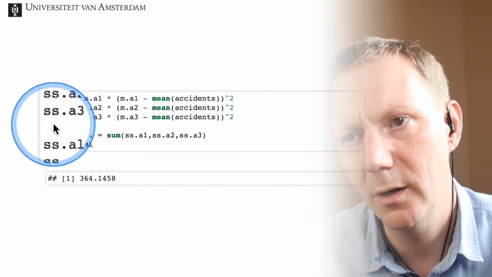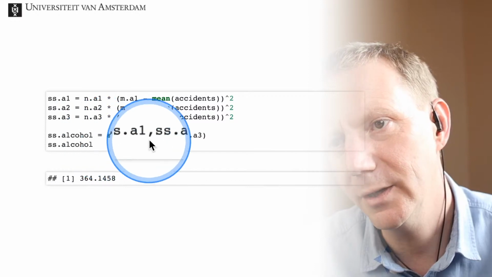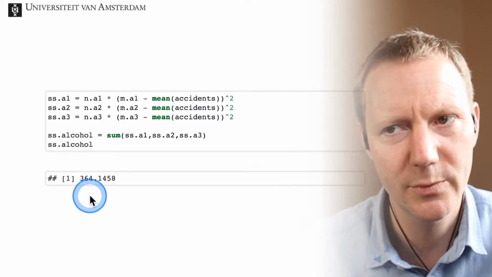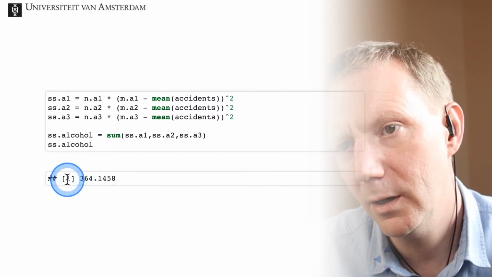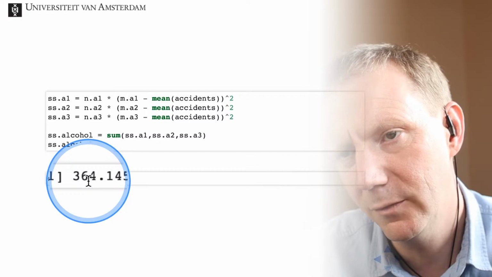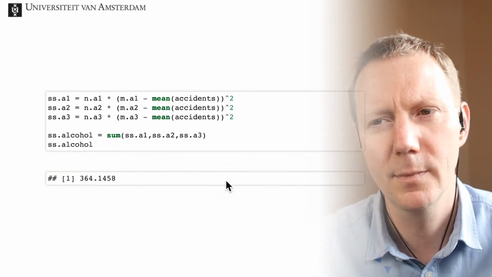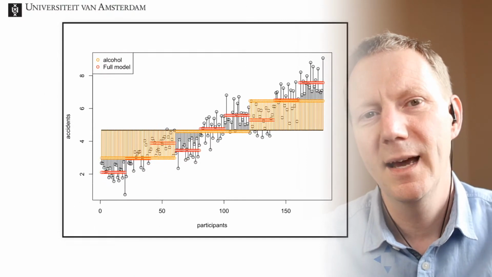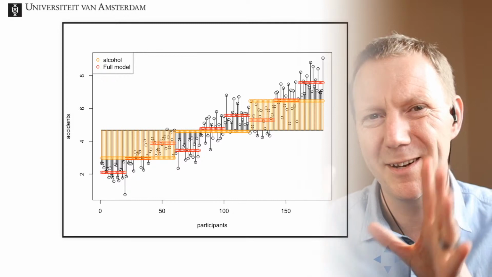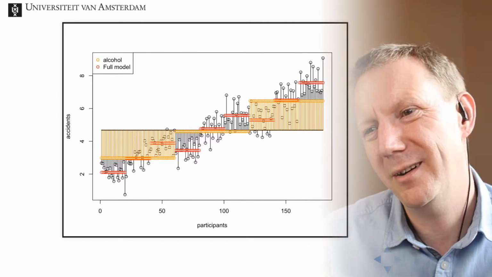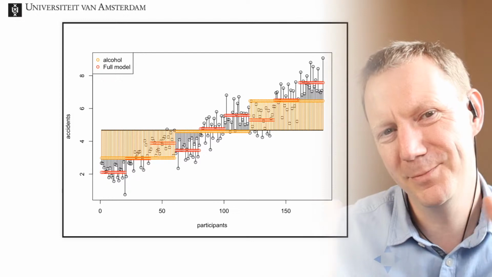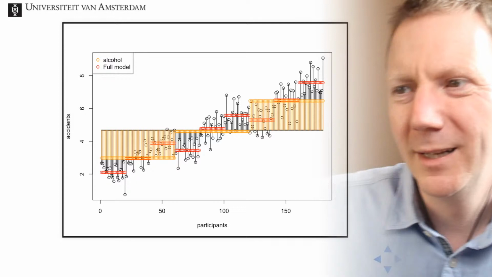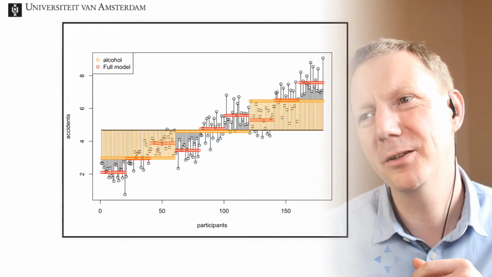For the sum of squares of all 3 groups, add all those together by the sum function, and that results in the total sums of squares for alcohol of 364. Again, visually. And the ordering is a little bit nicer here, because we have all the people that are in the no alcohol condition in the front, and all the people within the little bit of alcohol condition in the middle, and the high alcohol condition to the right.